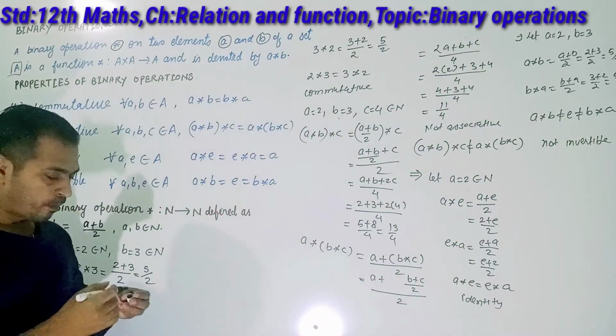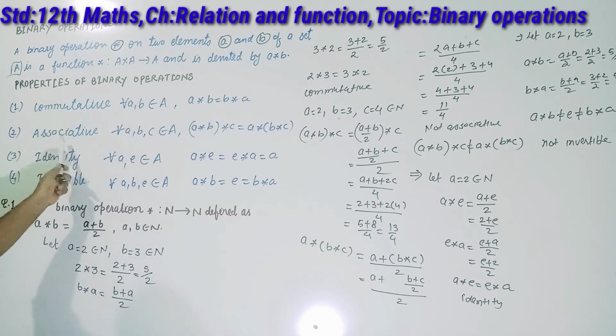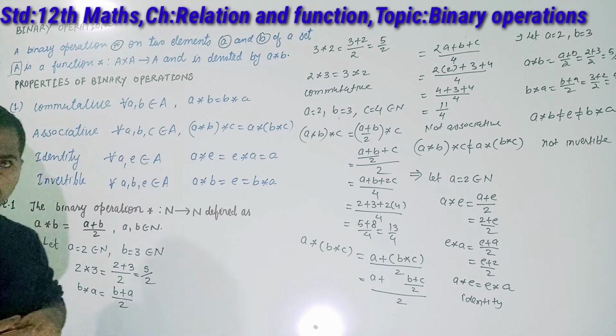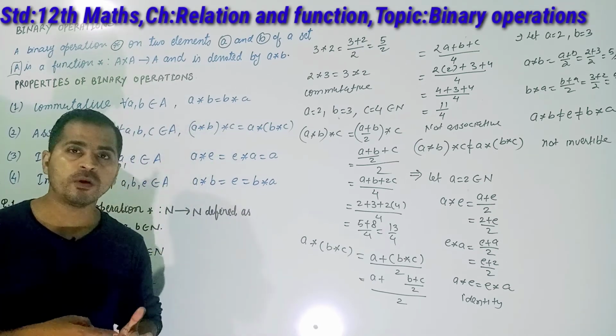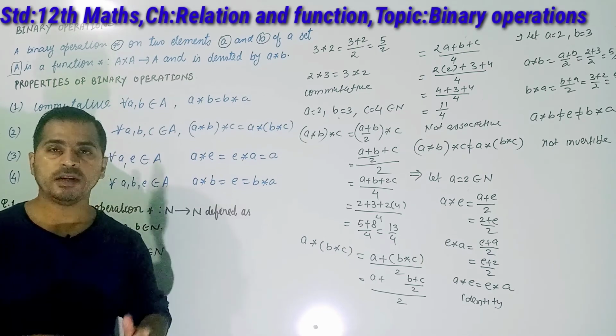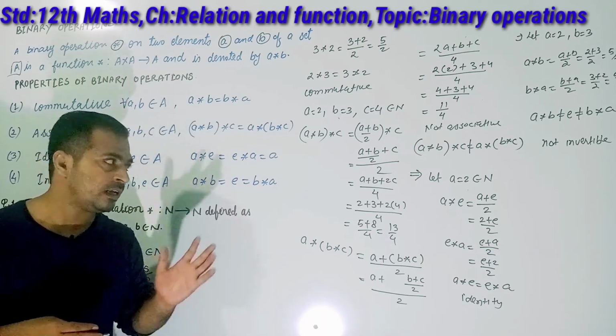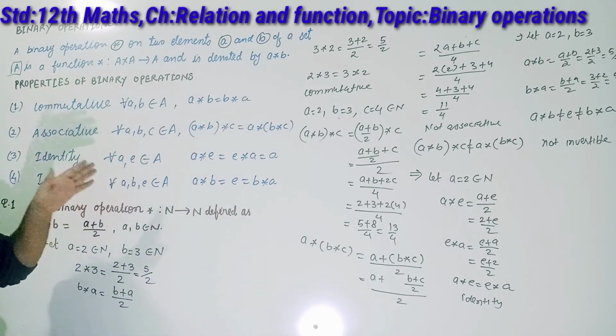Students, all these properties, commutative, associative, identity and invertible, depend on the operation. It depends upon which kind of operation was done, right? So it is not necessary that in any given operation all these properties are followed.